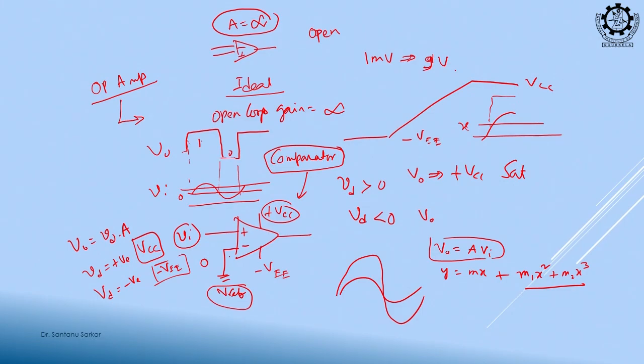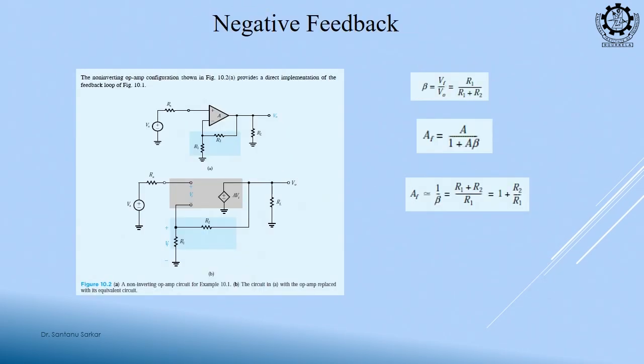Now, my next question is, what happens in closed loop? In closed loop you see, if this is the positive input, this is my VI and this is my R1 and R2, you know the output V0 is equal to, this is non inverting, right, 1 plus R2 by R1 into VI. Agree?